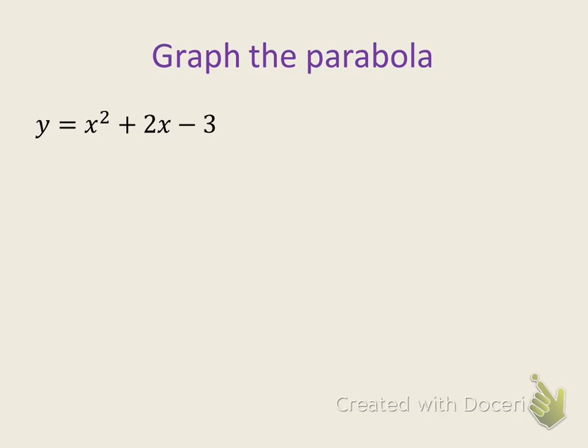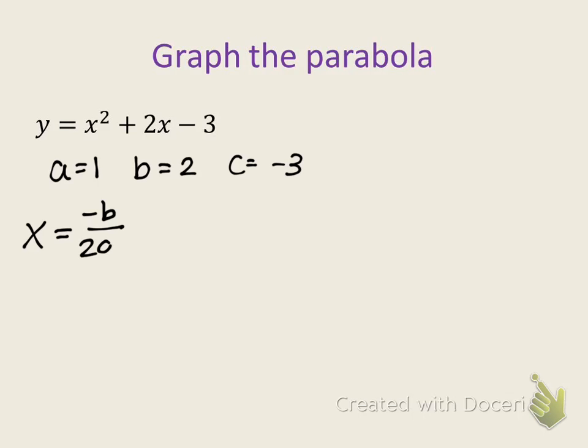All right, so let's begin working. So the first step is to do what? Right, A, B, and C. Okay, so what is A? 1. What is B? 2. And what's C? Negative 3. So then, after I write A, B, and C, what do I do? Find the vertex. X equals negative B over 2A. So I'm going to plug in negative 2 over 2 times 1. So I get negative 2 over 2, which is negative 1.